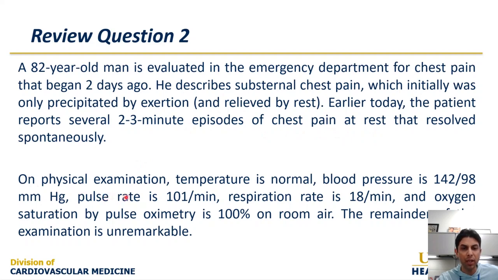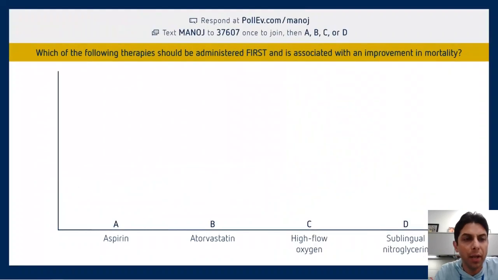On physical examination, the patient's temperature is normal, blood pressure is 142/98. I will admit that's in the hypertensive range. The patient is slightly tachycardic, breathing normally with an oxygen saturation by pulse oximetry of 100% on room air. The remainder of the examination is unremarkable. So the question I ask you now is, which of the following therapies should be administered first and is associated with an improvement in mortality? Which therapy should be administered first and is associated with increased survival?